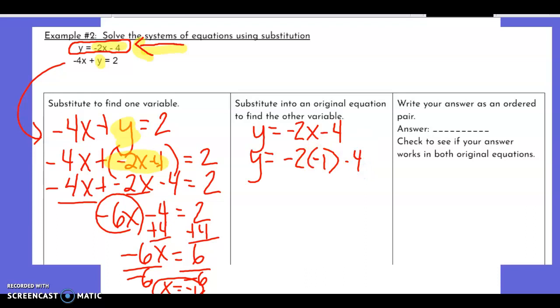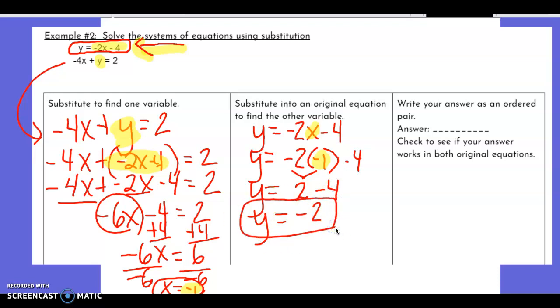So what we did again is x came out, -1 went in, because down here we learned that x was -1. Let's simplify this expression. So I have y equals -2 times -1 is +2, and then +2 minus 4 is -2. So the ordered pair where these two lines would be intersecting is the ordered pair -1, -2.